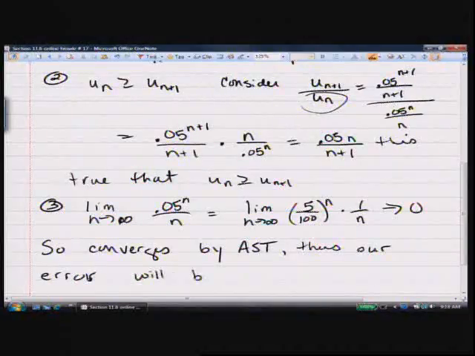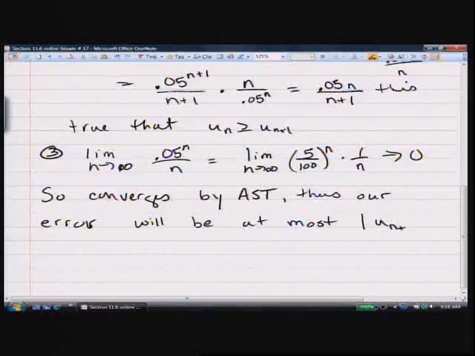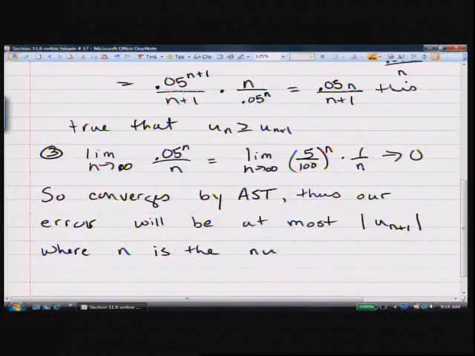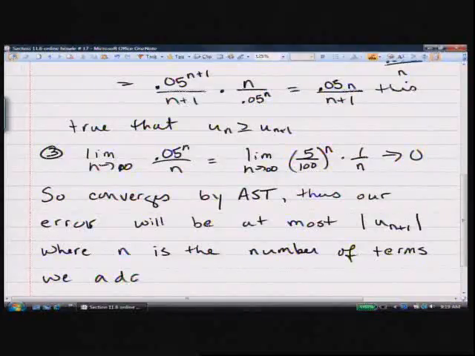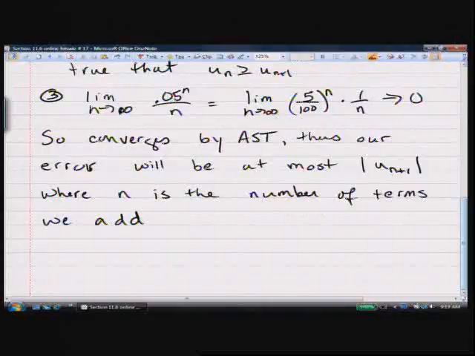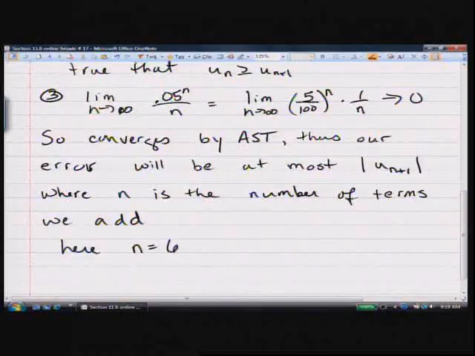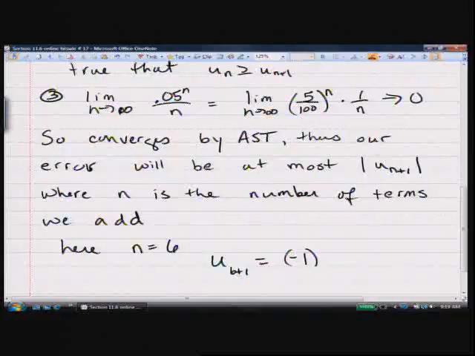will be at most the absolute value of u sub n plus 1, where n is the number of terms we add. Here it's the first 6 terms. So here, n equals 6. So u sub 6 plus 1 is u sub 7. So this is going to be 0.05 to the 7th over 7.